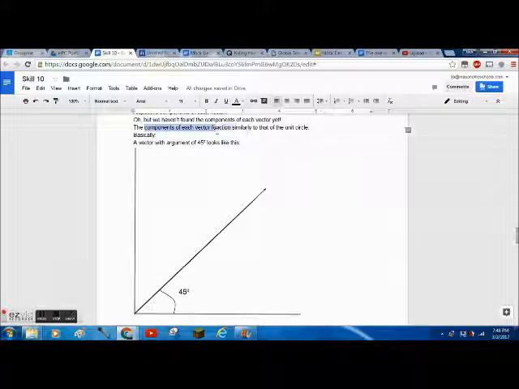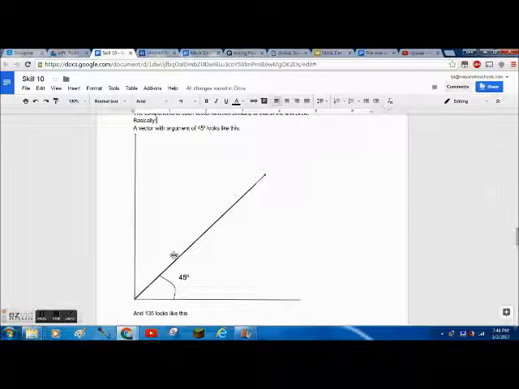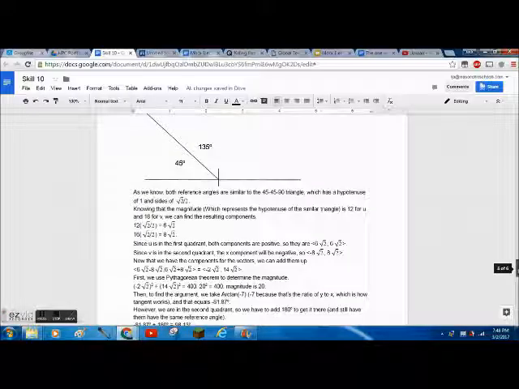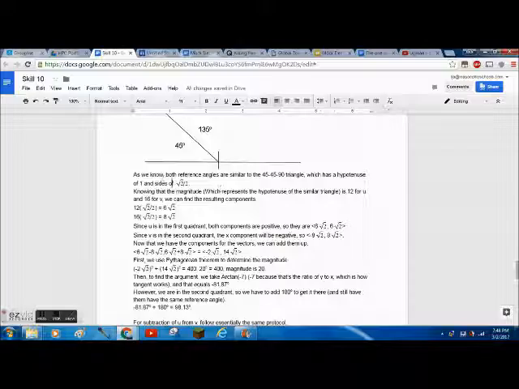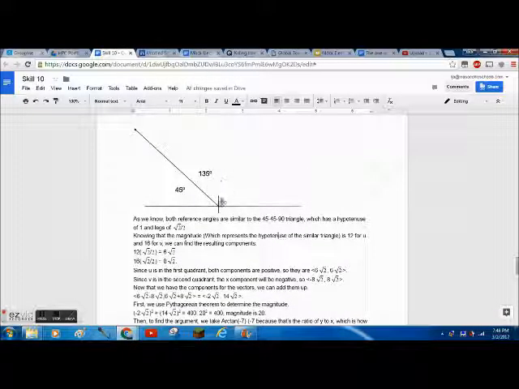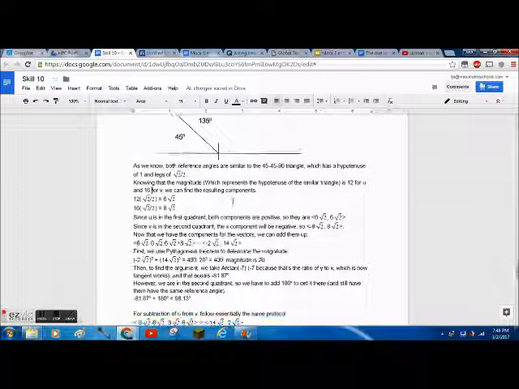The components of each vector function similar to that of a unit circle. Basically, a vector of argument 45 looks like this, and 135 degrees looks like this. Notice one's in the first quadrant, one's in the second. As we know, both right reference angles are similar to the 45-45-90 triangle, which has a hypotenuse of 1 and sides, well, legs would be more accurate, of root 2 over 2. Knowing that the magnitude, which represents the hypotenuse of the similar triangle, is 12 for u and 16 for v, we can find the resulting component, well, the absolute value of the components.